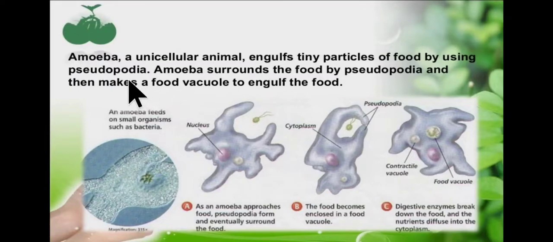Now let's study about amoeba. Amoeba is a unicellular animal that engulfs tiny particles of food by using pseudopodia, also known as false arms. Amoeba surrounds the food with pseudopodia and then makes a food vacuole to engulf the food.